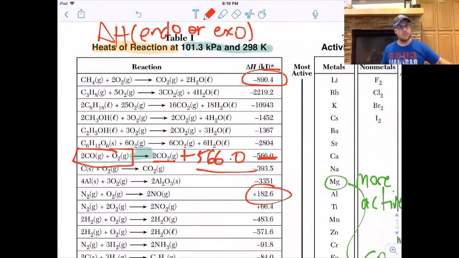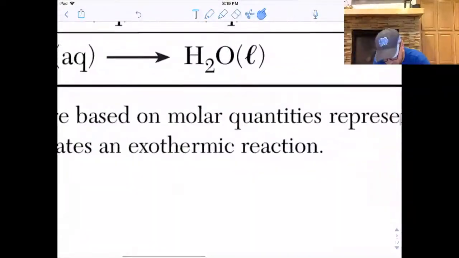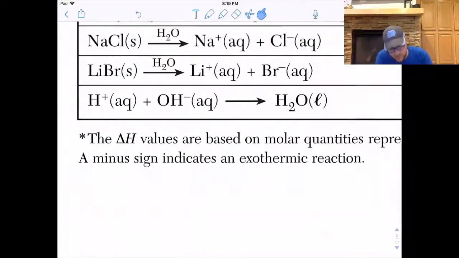And if you can't remember if a negative symbol is exo or endothermic, on the bottom of table H, it tells you a minus sign indicates an exothermic reaction. So you don't have to memorize that.